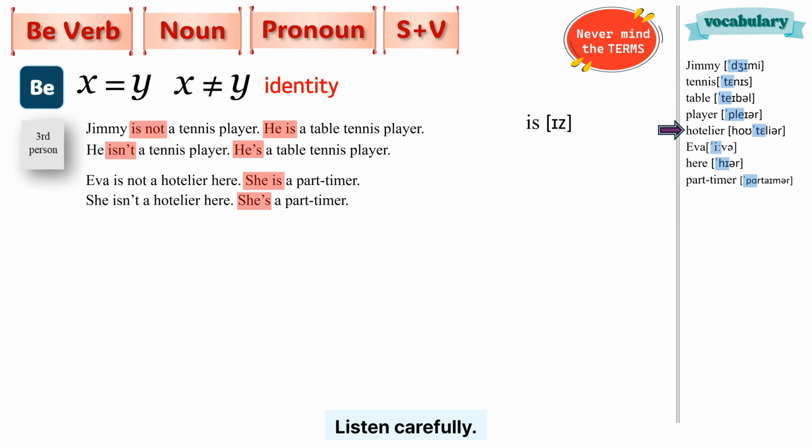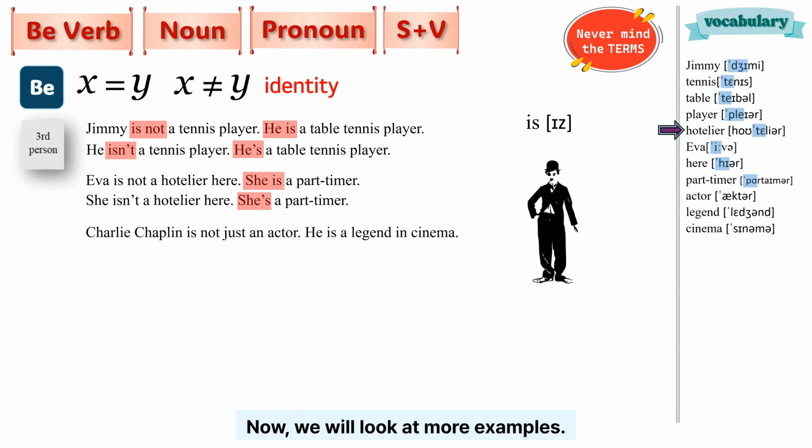Listen carefully. Eva is not a hotelier here. She is a part-timer. She isn't a hotelier here. She's a part-timer. Now we will look at more examples.